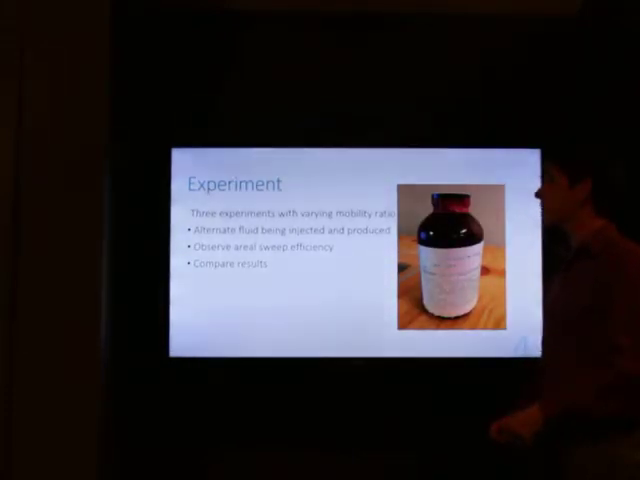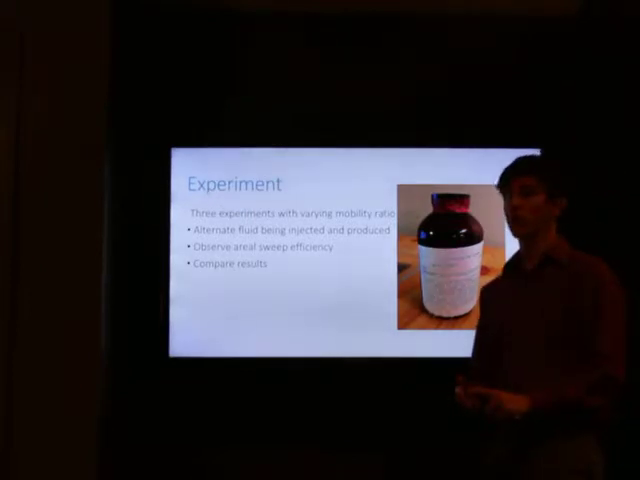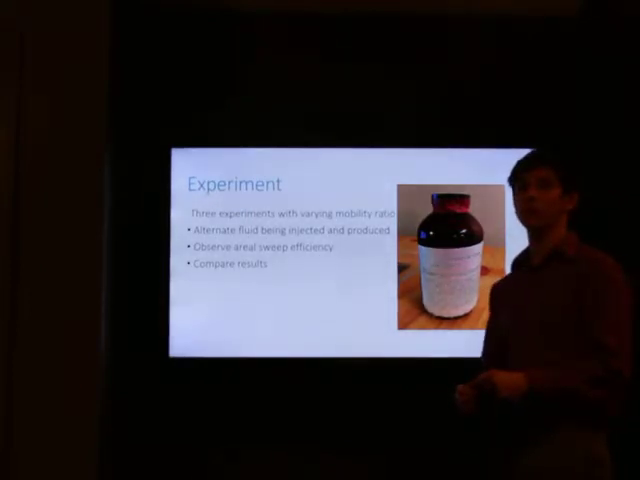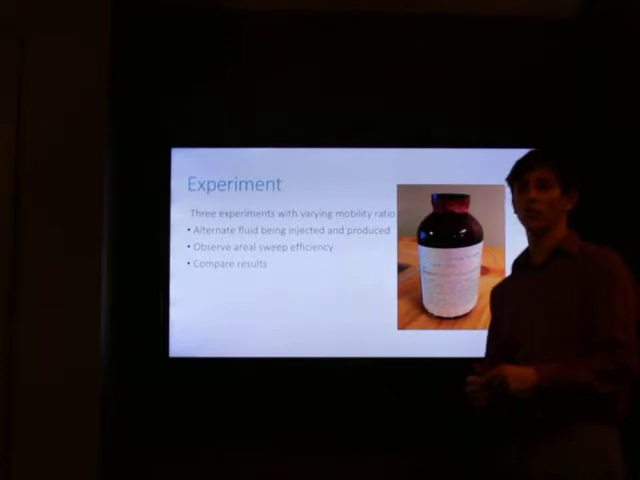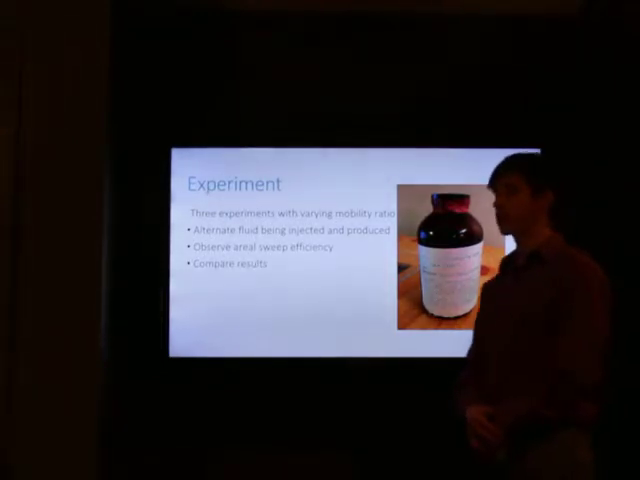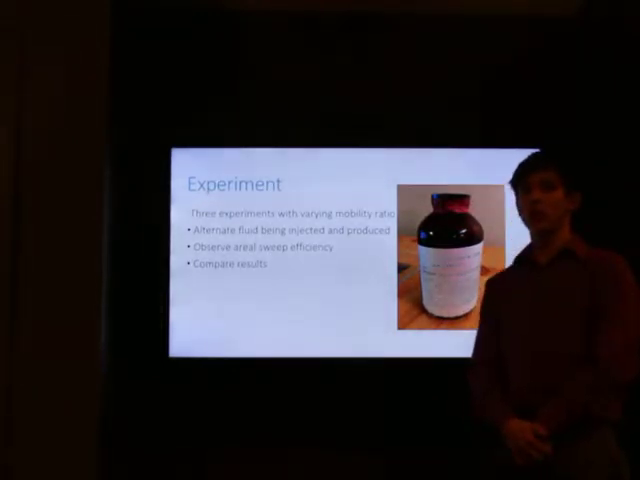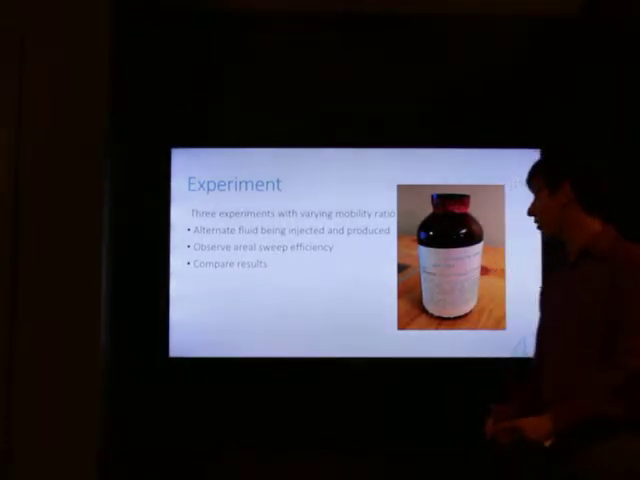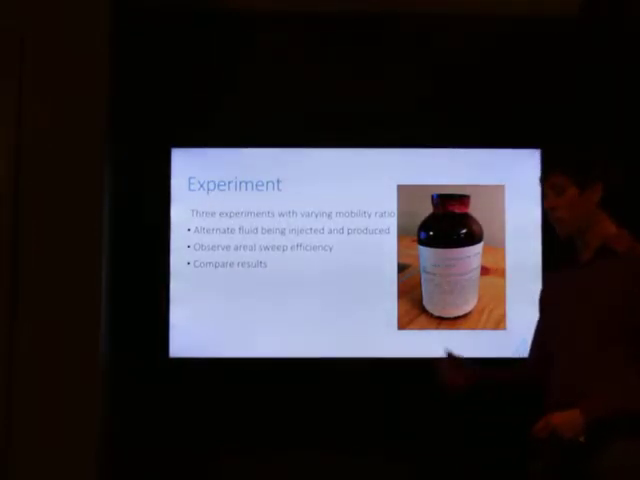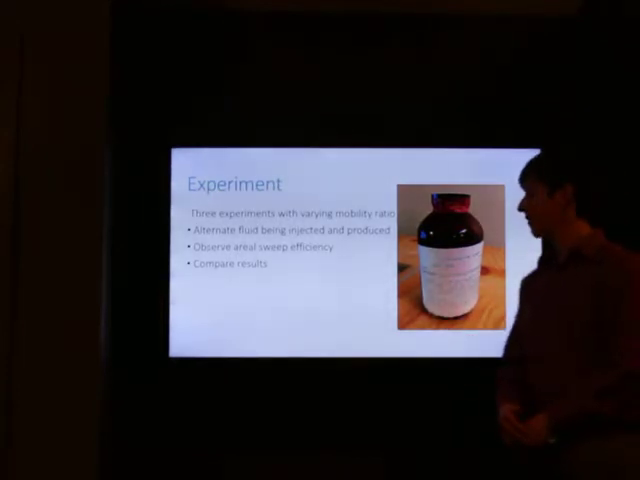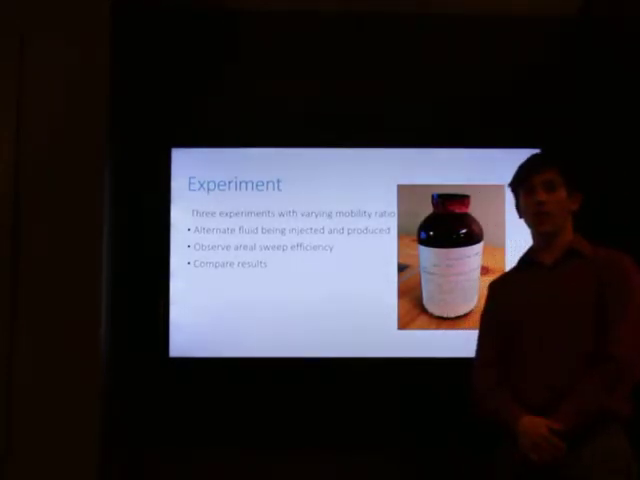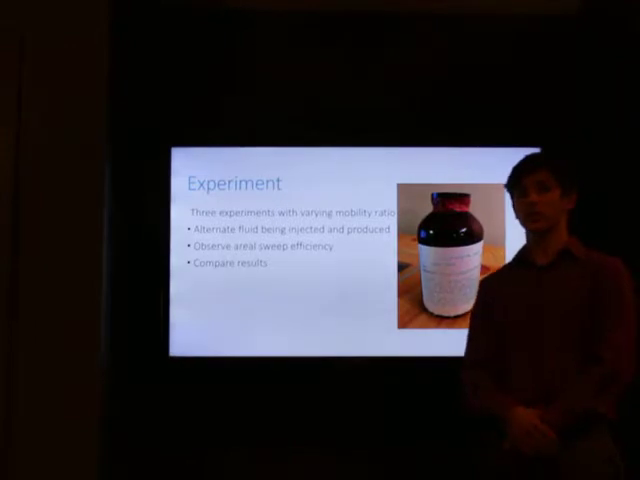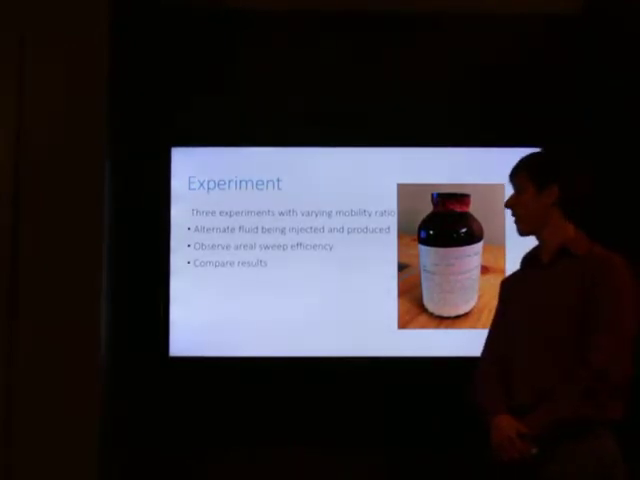So the 3 experiments that we will be running are 3 different mobility ratios. We're going to have it equal to 1, less than 1, and greater than 1. To change the mobility ratio, we change which fluids will be injected and produced. We have 2 fluids that we will be using. We have Soltrol, which is placed here, and we also have naphtha. And these 2 fluids have different viscosities, which will give us the varying mobility ratios.